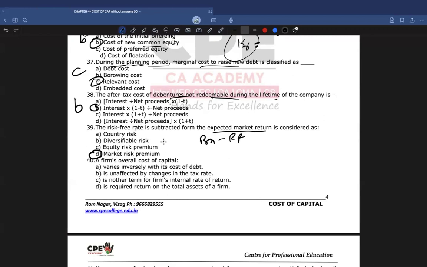But there will be people who argue with equity risk premium because we're calculating KE. But what is the market earning over and above? Beta is multiplied by it. Maybe I can call it equity risk premium, but risk is subtracted from expected return, so maybe I will go with market risk premium.